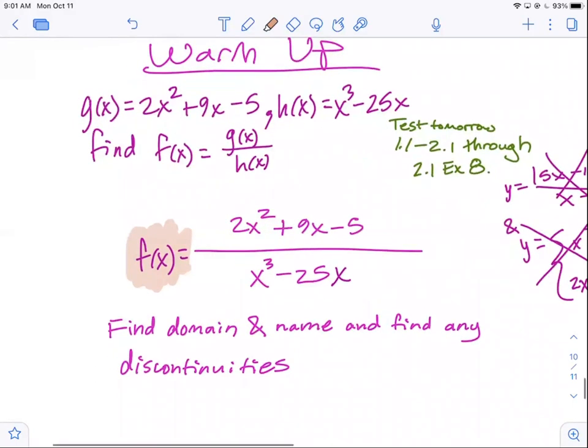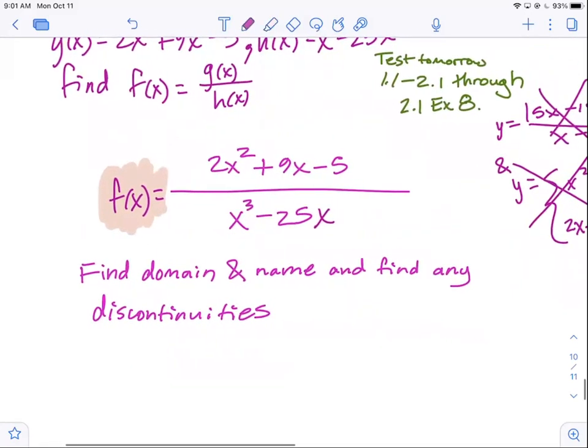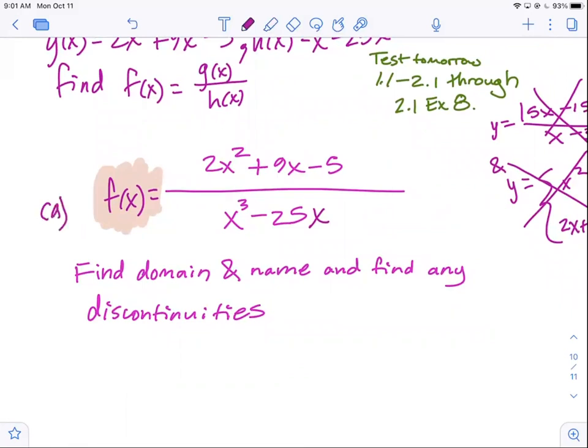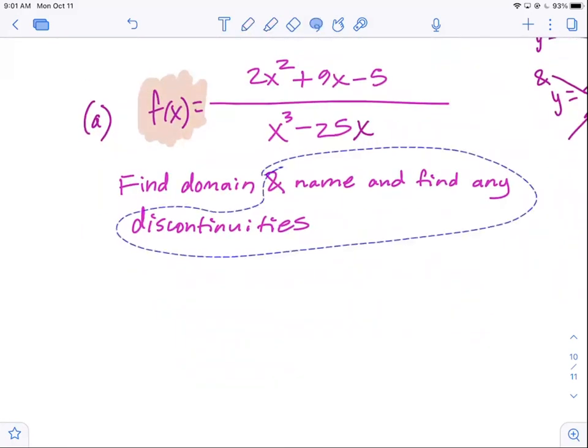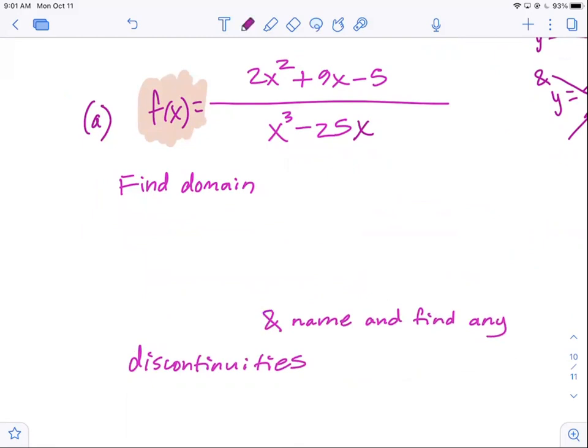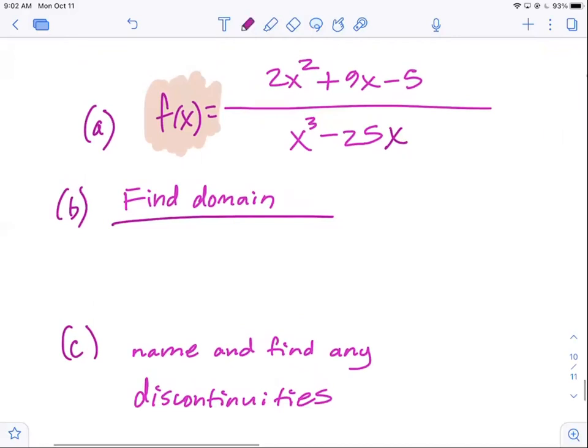So anyway, you would set it up, we'd get to this point, and then part B would be find the domain, all right? So let's do that first. We'll call this part A, and then this would be part B. So find the domain. What do we know about the domain?